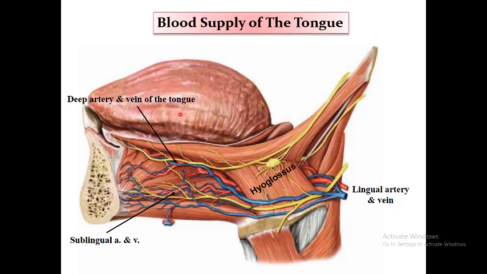What about the venous drainage? Like the arterial supply, we have dorsal and deep lingual veins. These are the deep lingual veins, which run along the deep lingual artery. This deep lingual vein will end by opening into two veins along the hypoglossal nerve. These two veins are called venae comitantes of the hypoglossal nerve. These will unite with two veins that run along the lingual artery, called venae comitantes of the lingual artery. So the venae comitantes of the hypoglossal nerve unite with the venae comitantes of the lingual artery at the posterior border of the hypoglossus to form the lingual vein.